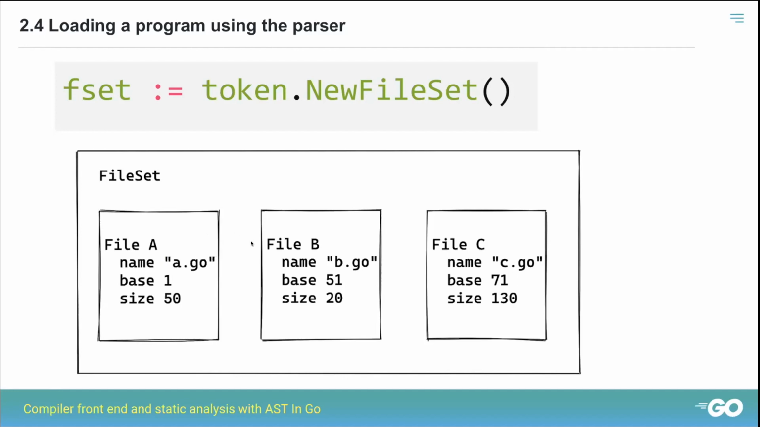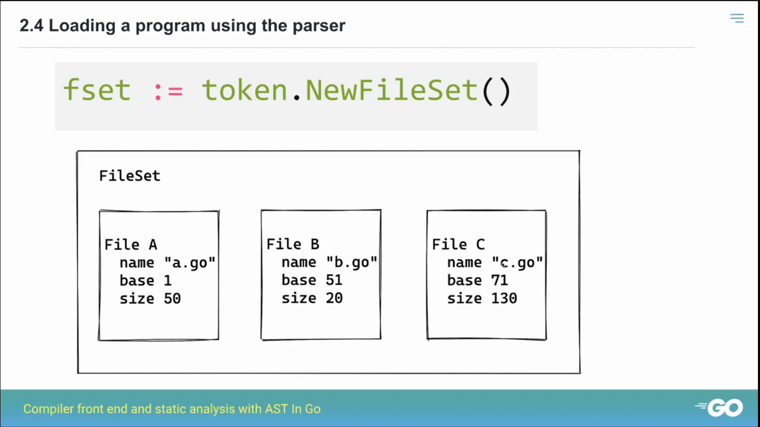It relates to the token.pos we worked with earlier. So let's see how it looks in a real program. Let's say we have this program and it's made of 3 files, A, B, and C. The base, of course, is 1 because we start from the beginning. The size of file A is 50, so we have 1 to 50. File B starts from 51, then 20, and file C is from 71 to 130.